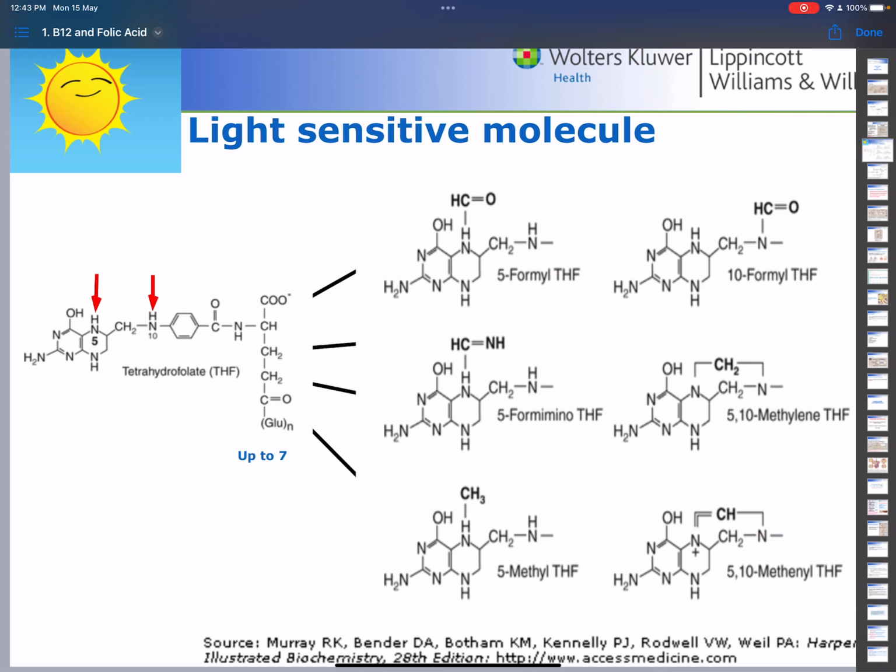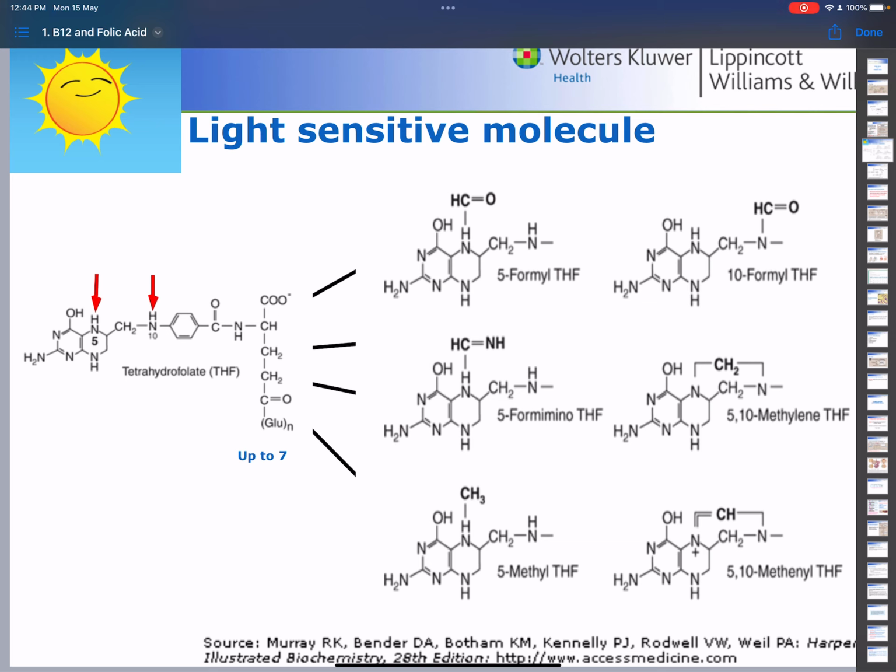Now, the carbon is not necessarily alone. It could be like a formyl group or formimino group, or methyl or methylene. So you have many options to carry the carbon. The carbon is not carried alone. It will be transferred as a functional group. So this is a kind of conversion of the tetrahydrofolate to other metabolites once they have the carbon.